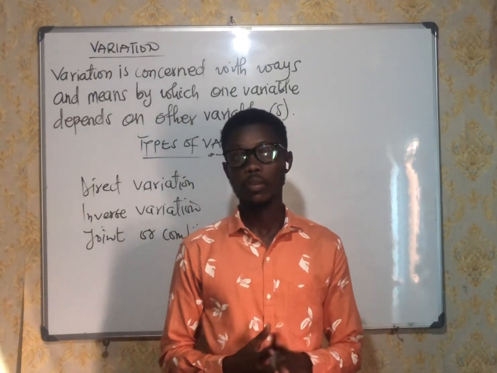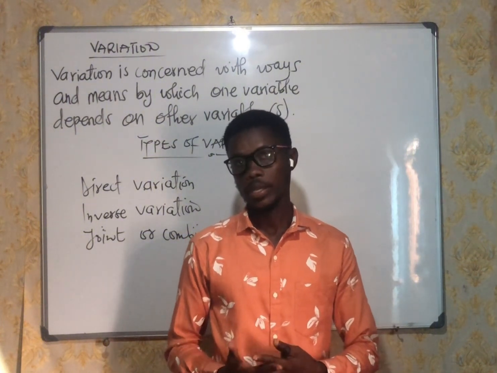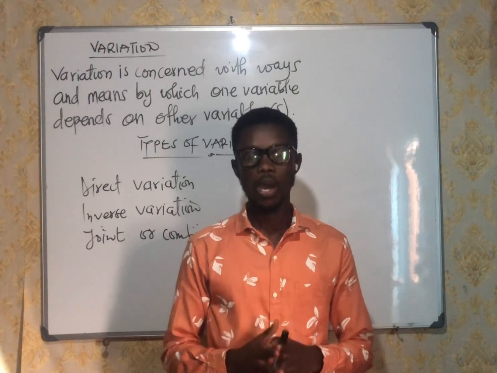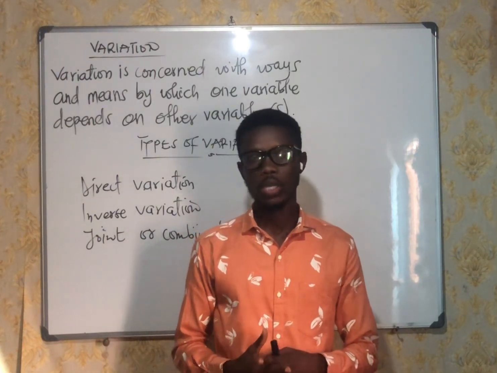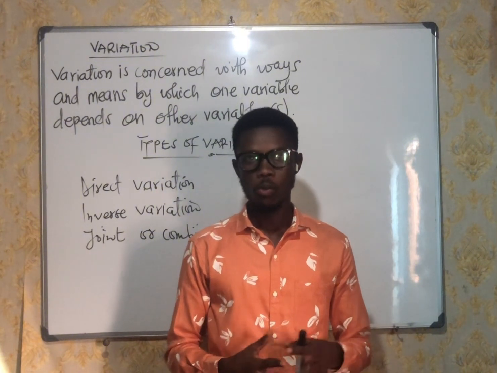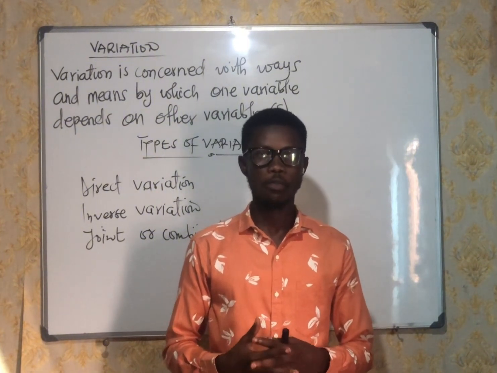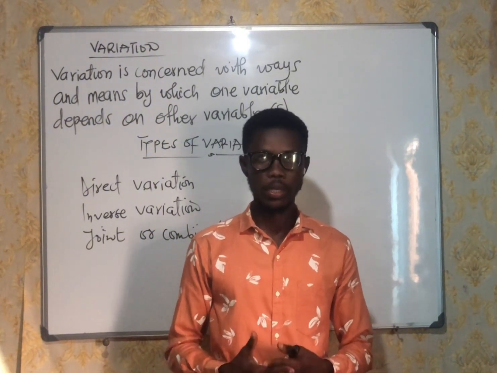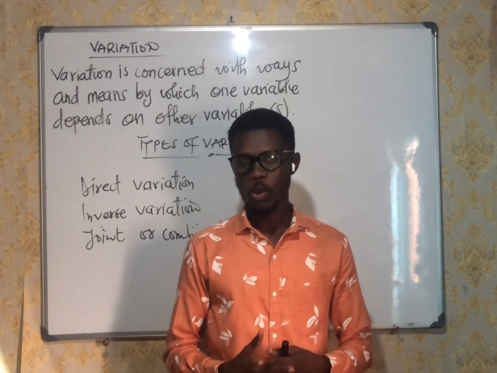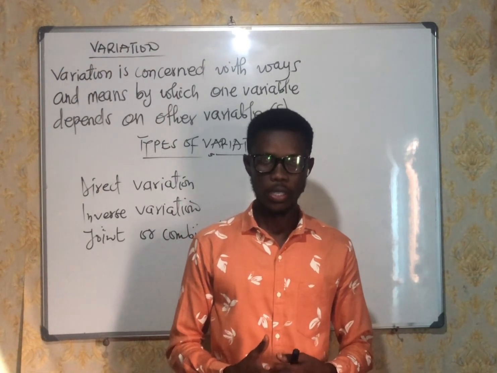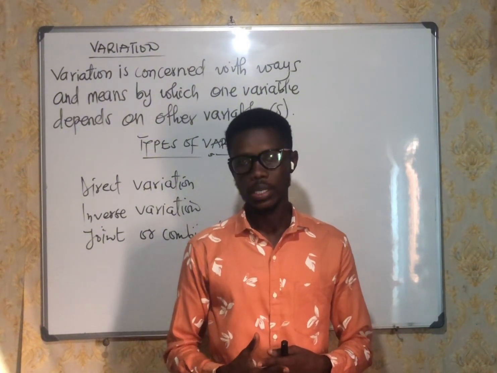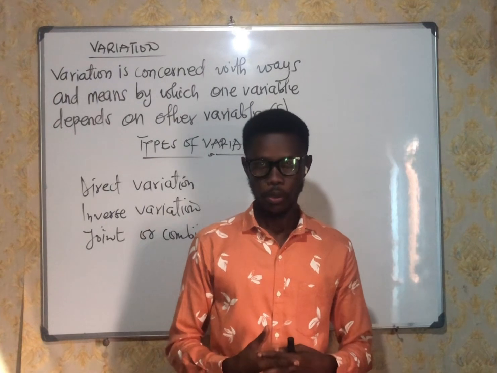Today we want to look at variation. In mathematics, when we say variation, we are talking about when one variable depends on another variable. Let's take it to our real life. When the price of petrol is increased, what happens? The prices of commodities will also increase. The prices of lorry fare will also increase. Is that okay? Very good.